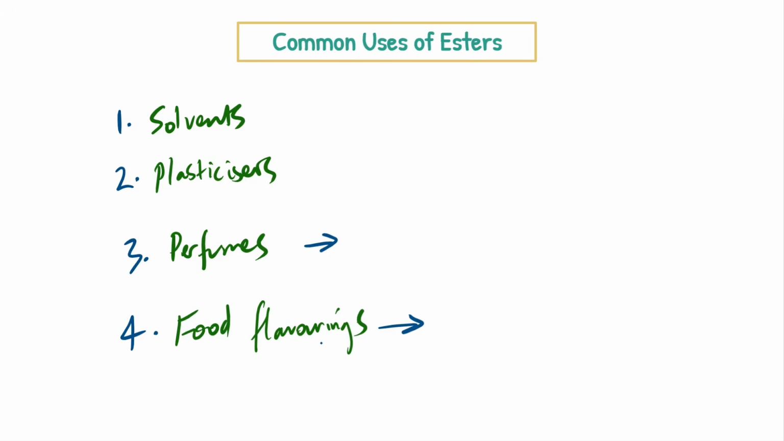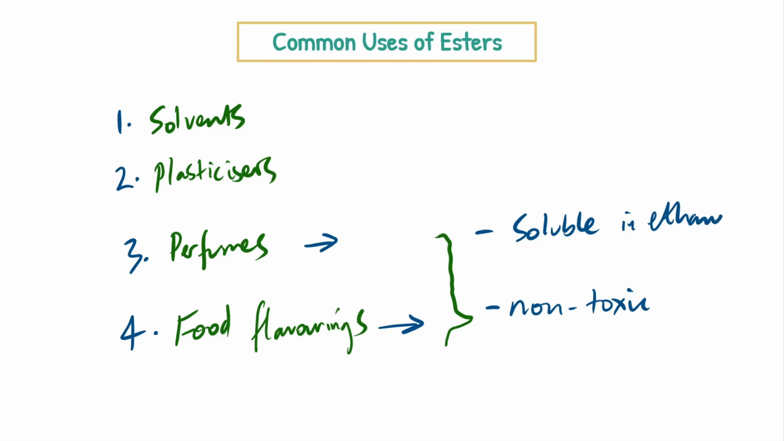The main caveat to these two that you need to be aware of, as well as them tasting and smelling real good, is non-toxic. You cannot be using any sort of toxic esters in food and perfume. That is a fat no-no. So that applies to both food flavorings and perfumes. To perfumes only, they have to be soluble, and they're normally going to be soluble in an alcohol, for example, ethanol. So if you spray a perfume on you, it's going to contain ethanol most of the time.